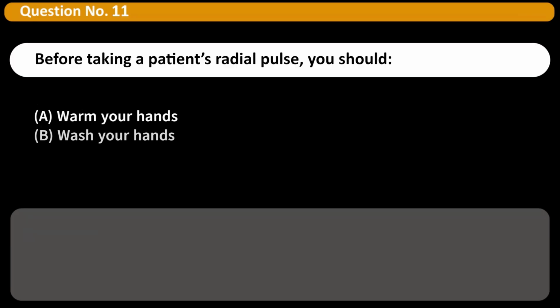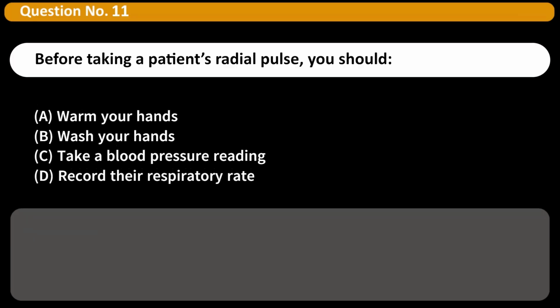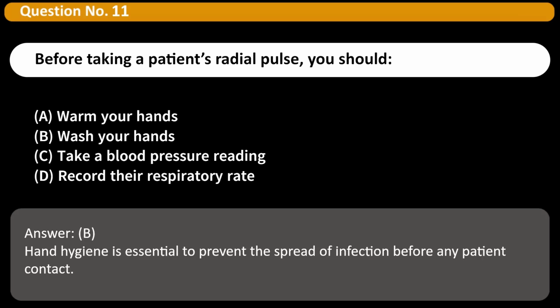Before taking a patient's radial pulse, you should: A. Warm your hands. B. Wash your hands. C. Take a blood pressure reading. D. Record their respiratory rate. Answer: B. Hand hygiene is essential to prevent the spread of infection before any patient contact.